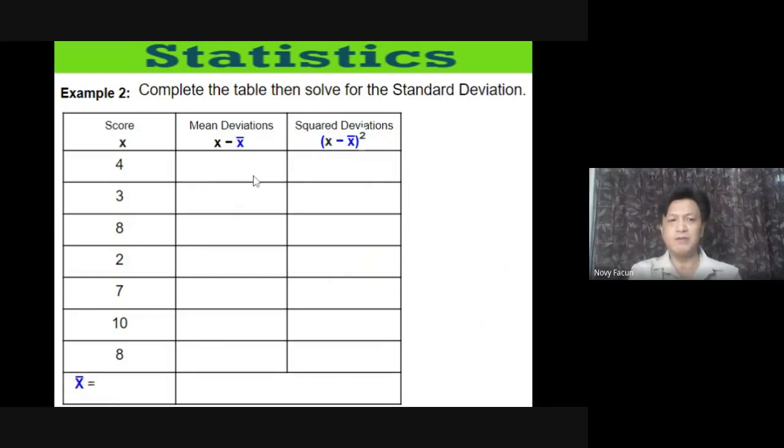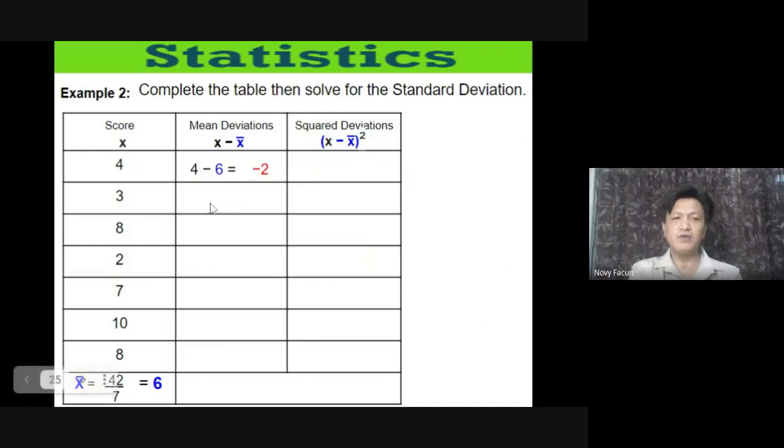That is 4 plus 3 plus 8 plus 2 plus 7 plus 10 plus 8. The sum is 42 divided by 7 kasi 7 yung in-add natin. Ibig sabihin, 7 yung number of observation natin. Okay, therefore, the mean now is 6. Ibig sabihin, yung 6 natin na mean na yan, isusubtract natin sa bawat score. Kaya nga, that is 4 minus 6, yun yung ating mean deviation dito.